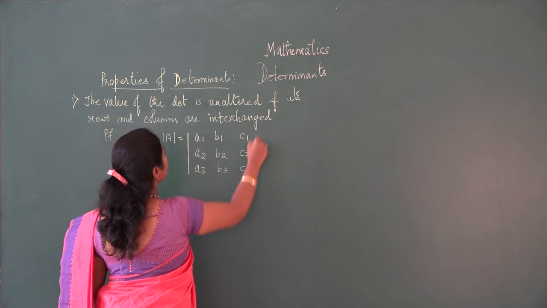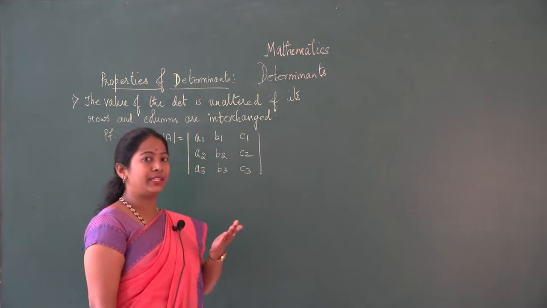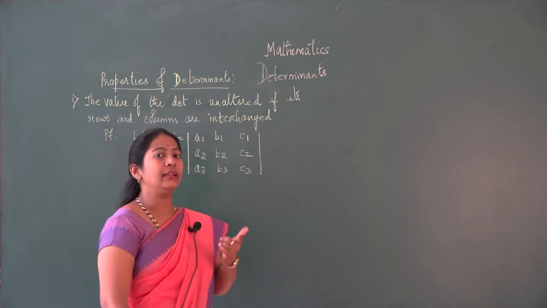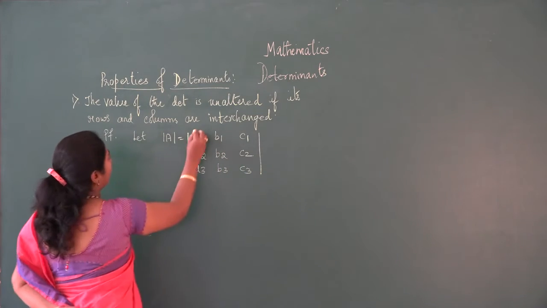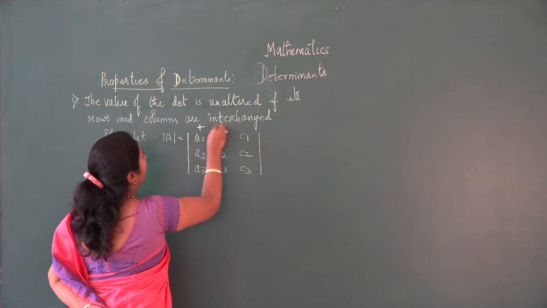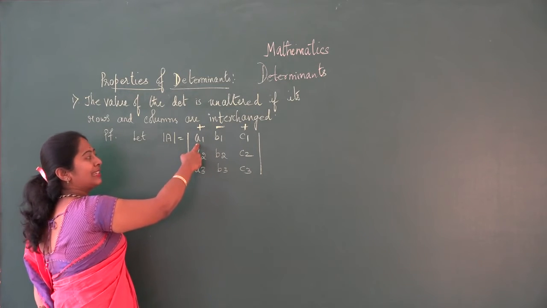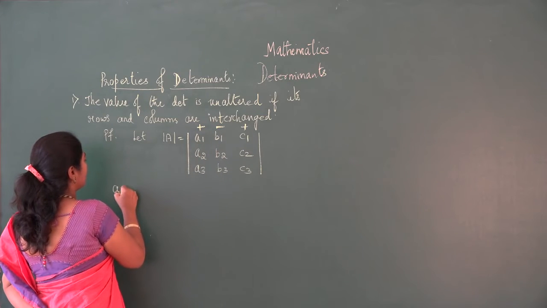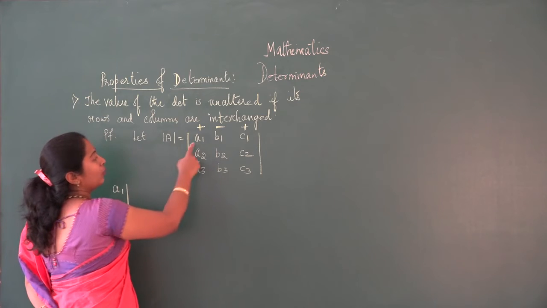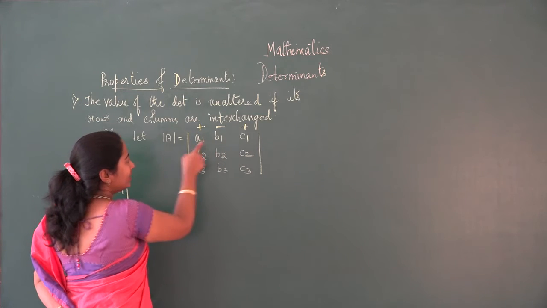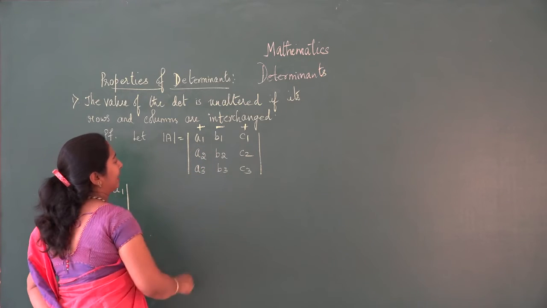As I told you earlier, how do we calculate the value of the determinant? The signs associated are plus, minus and plus. So when you consider the first element, which is the first element here? A1. So A1 into, you're supposed to leave A1th row and A1th column. Which is the A1th row? A1, B1, C1 is the A1th row. Which is the A1th column? A1, A2, A3 is the A1th column.